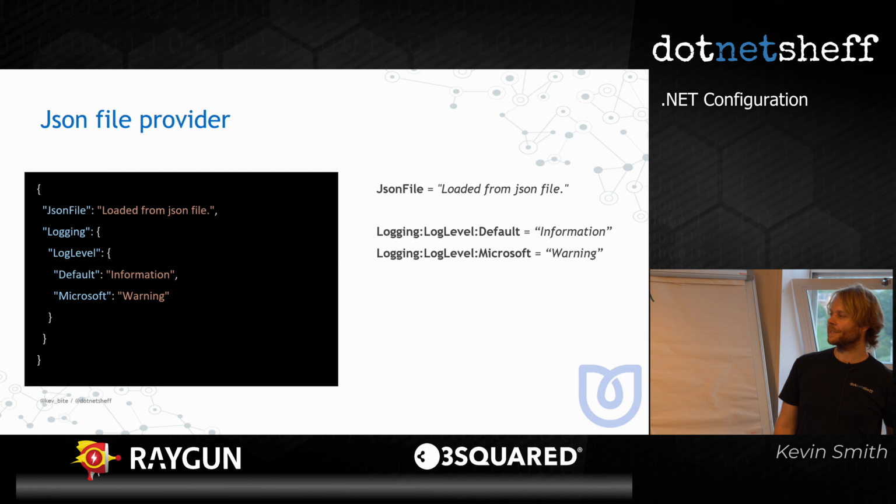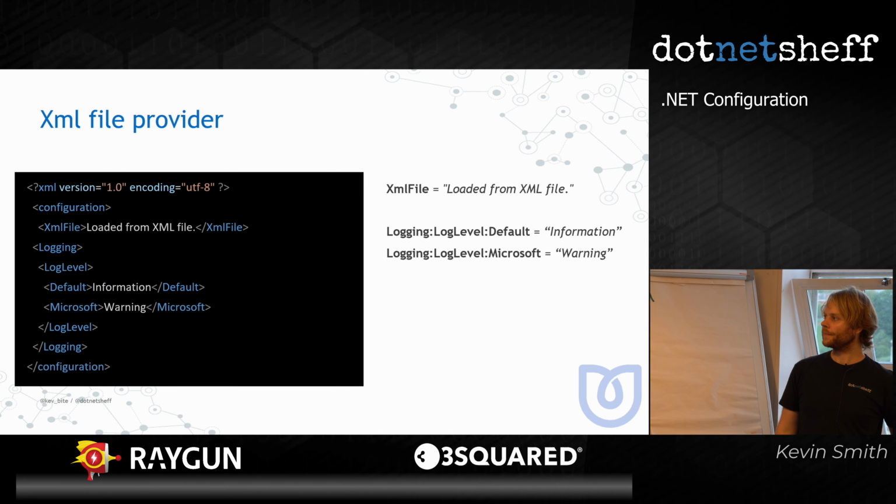The JSON file is pretty much similar, but obviously it's in a JSON file. So you have the hierarchy of the JSON file, but then every single subdocument or array within the JSON file, it just appends a colon to it every single time. So you just get a flat key, the same as before. And then XML files, exactly the same as JSON, except it's XML, so nice and simple.